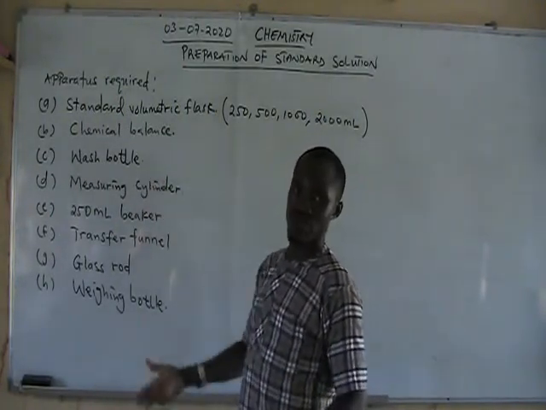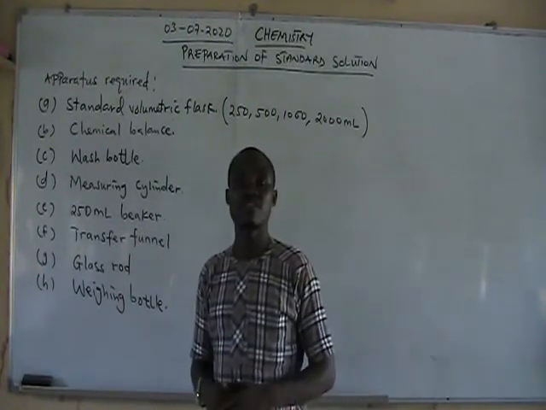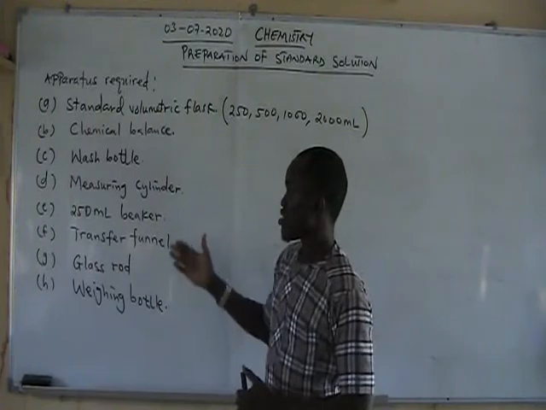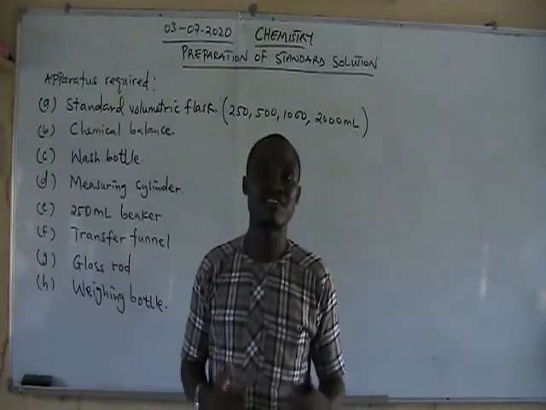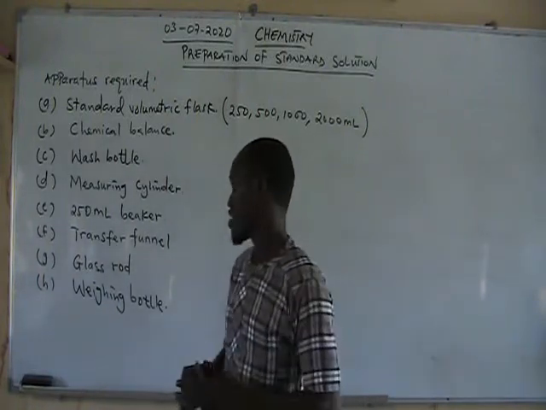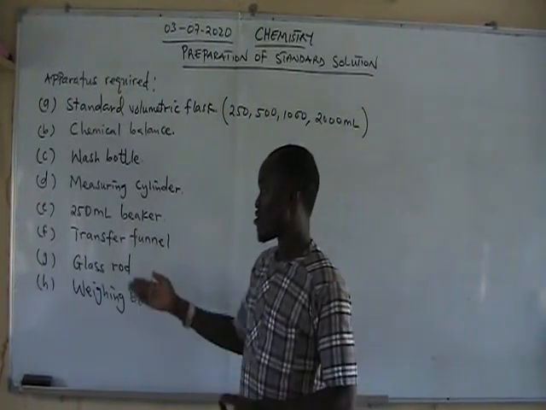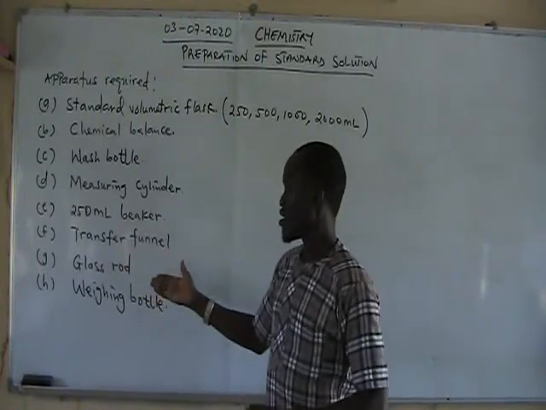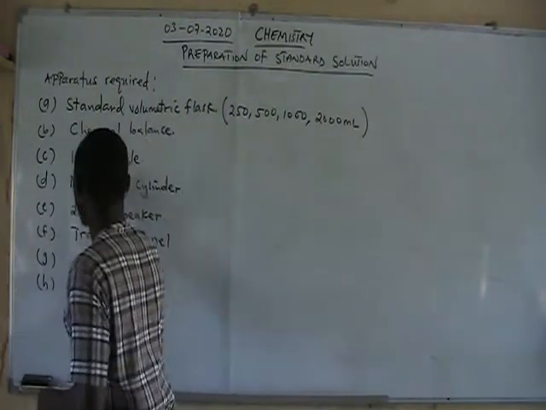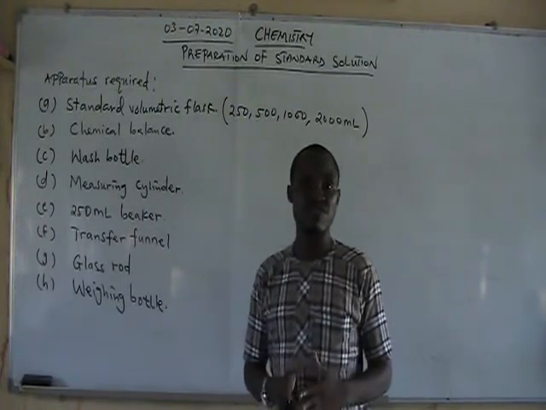Then we have the wash bottle. We have the measuring cylinder, which we can use if the chemical that we want to prepare its standard solution is in liquid form. So we use the measuring cylinder to measure the exact amount of the concentrated stock solution that we want to prepare. Then we have the 250 ml beaker, which already we know what it is used for. We have the transfer funnel, okay? We have the glass rod, we have the weighing balance, okay? So these are the major apparatus that we need for the preparation of standard solution.